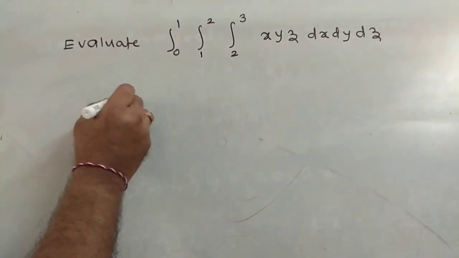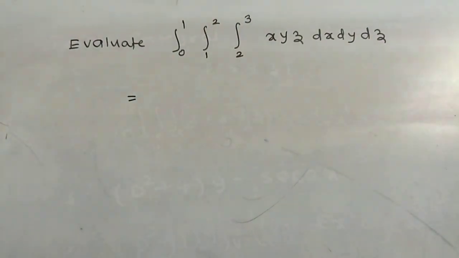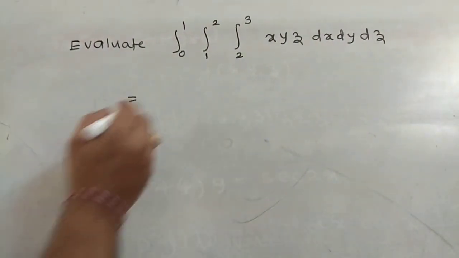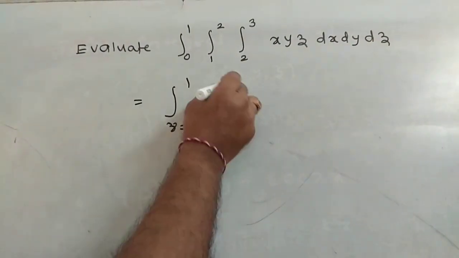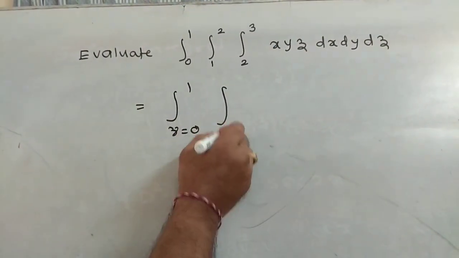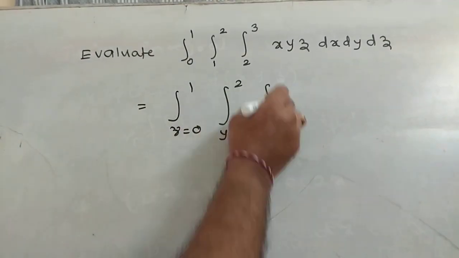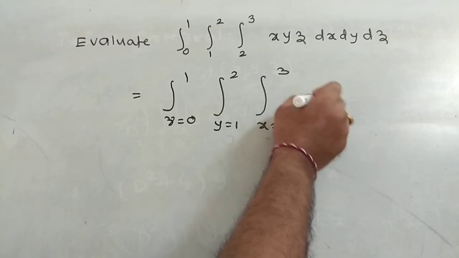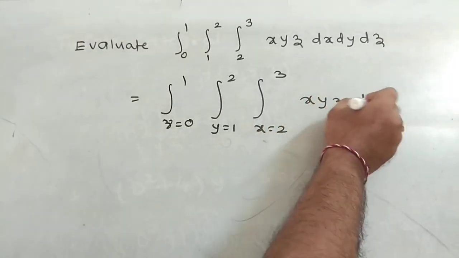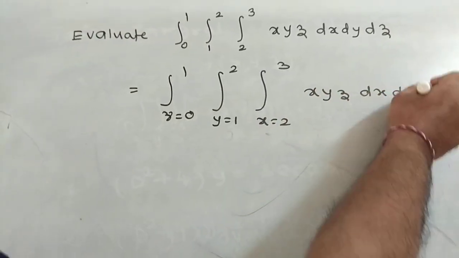The same problem you can write as follows. What about dx, dy, dz? You just reverse it. Reverse means this is your z integral 0 to 1. What about the next one? The y integral 1 to 2. The next one is the x integral 2 to 3. So it is the integral of xyz, dx, dy, dz.